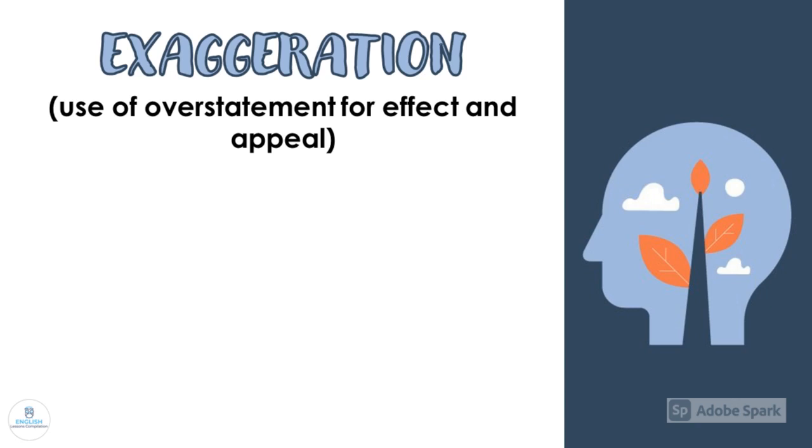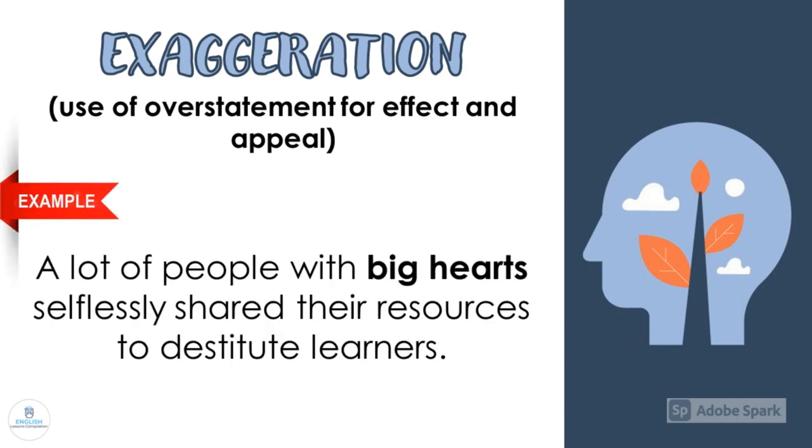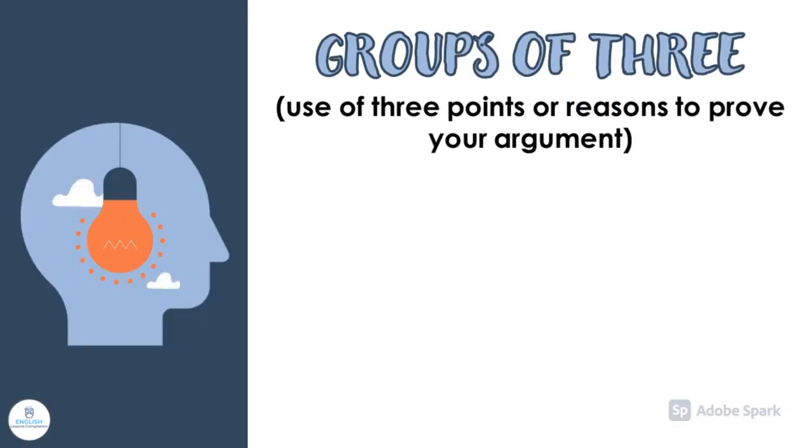Exaggeration. Exaggeration is the use of overstatement for effect and appeal. Example: a lot of people with big hearts selflessly shared their resources to destitute learners. The next technique is the groups of three. It is the use of 3 points or reasons to prove your argument.